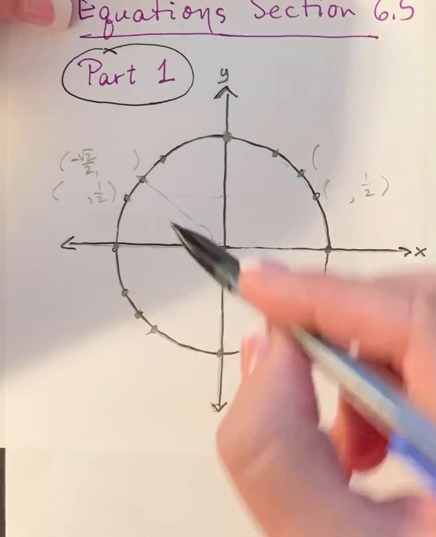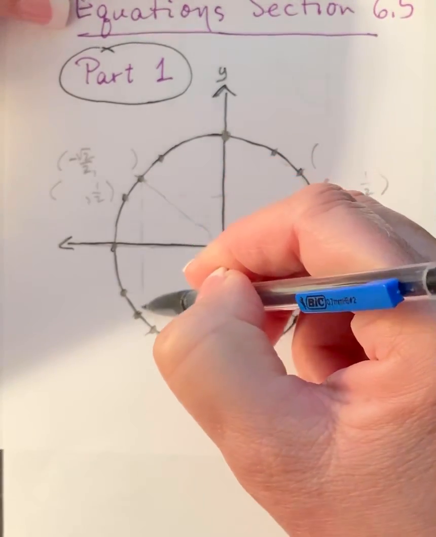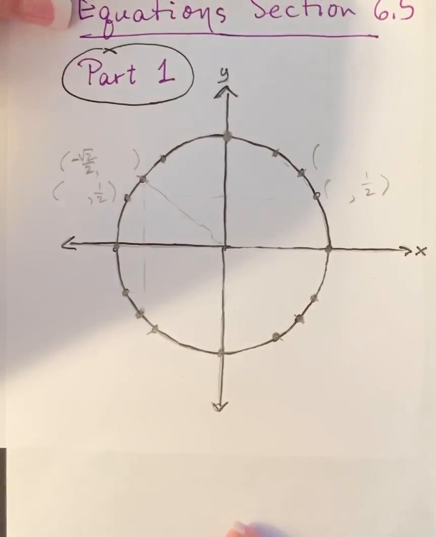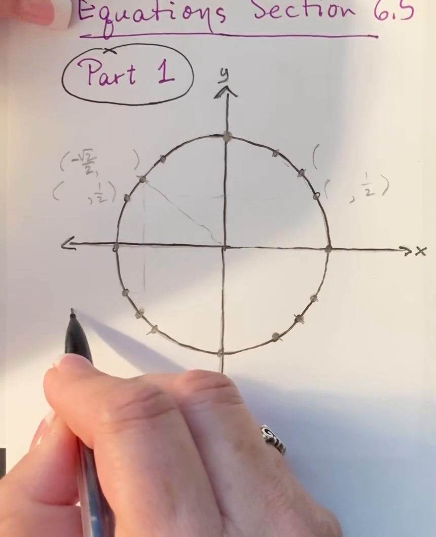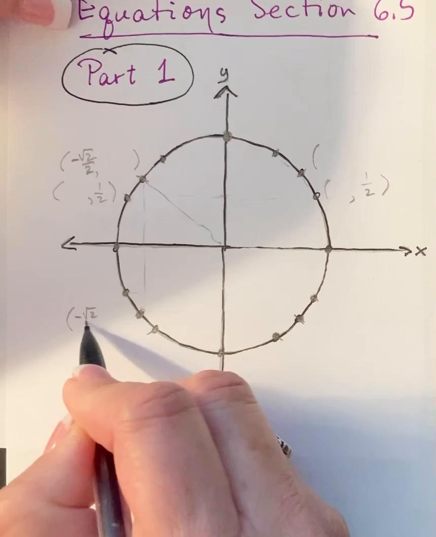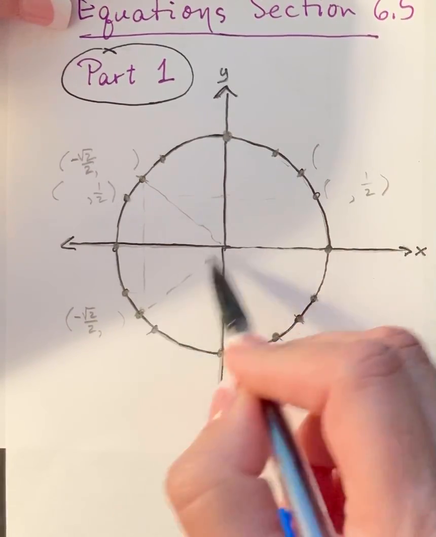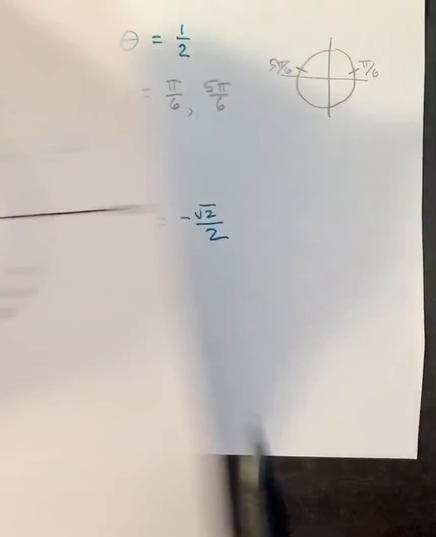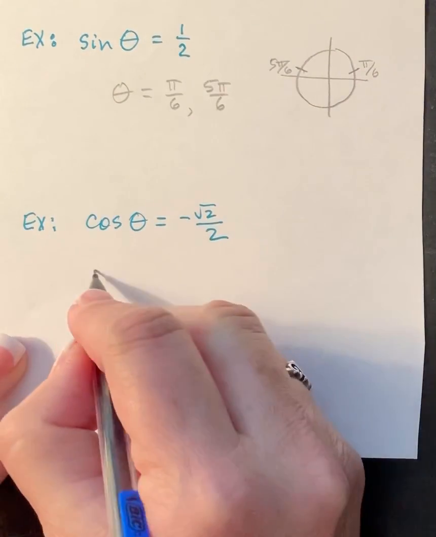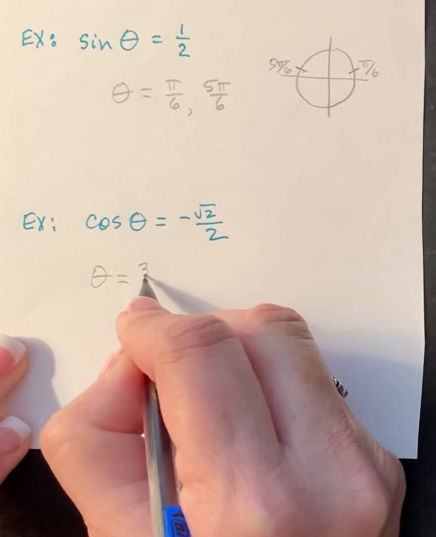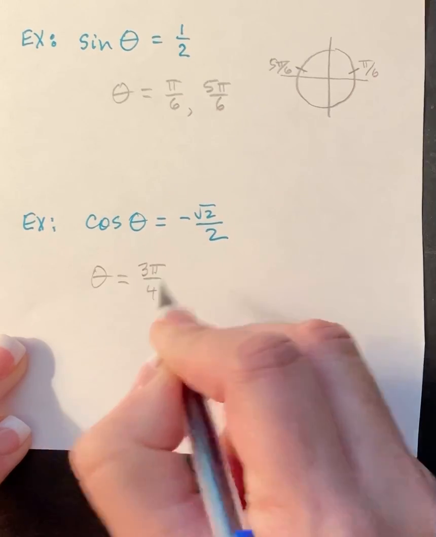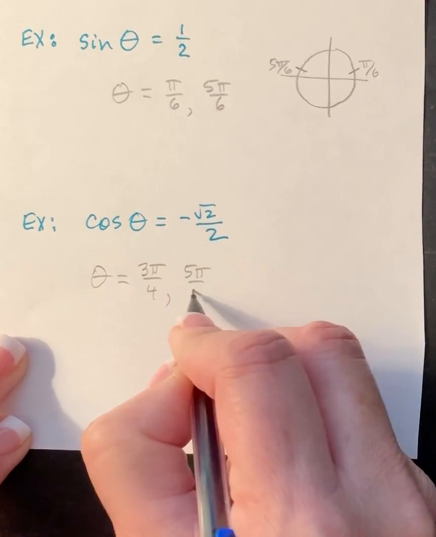And then also directly below it, reflecting on the other side of the x-axis, the x coordinate will also be negative root 2 over 2. And so that angle is 5 pi over 4. So we have two solutions. Theta could be 3 pi over 4, or it could be 5 pi over 4.